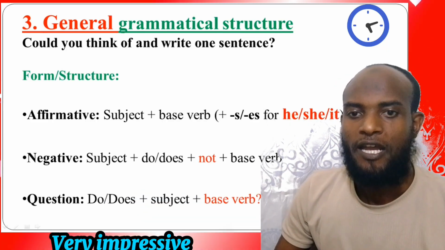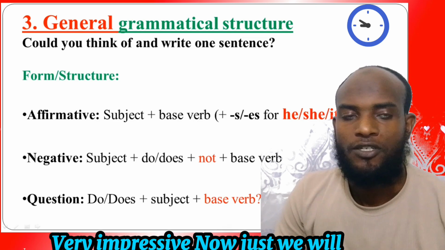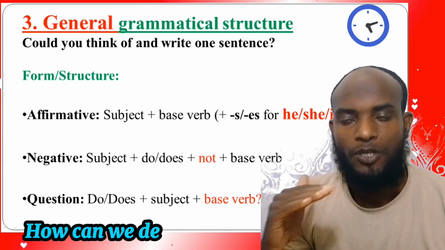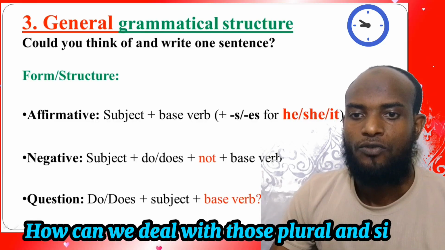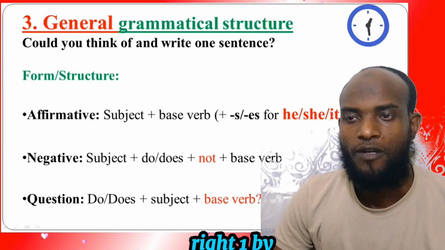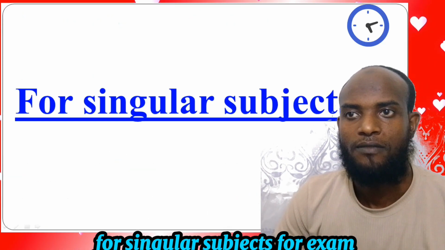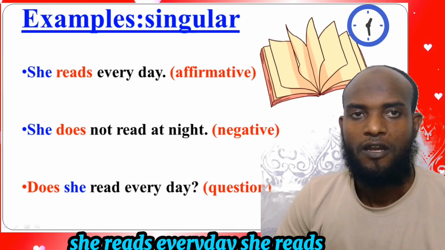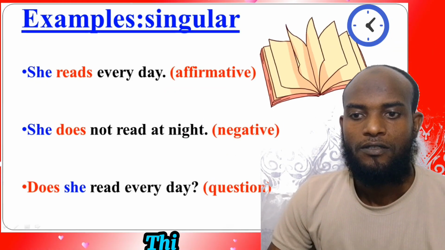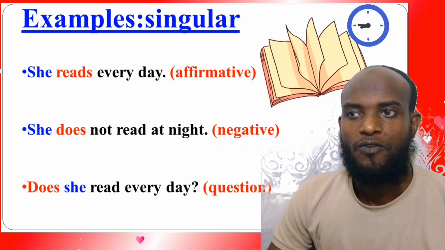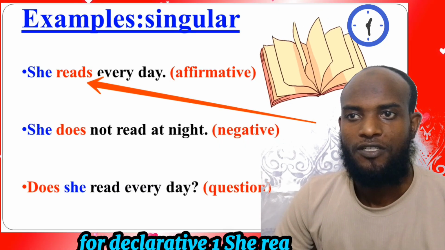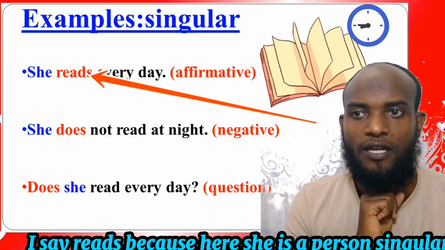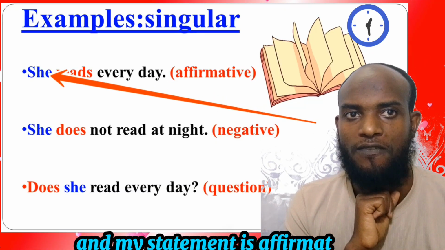Very impressive. Now we'll try to see how we can deal with those plural and singular subjects, one by one. For singular subjects, for example, she reads every day. This is one sample, a declarative one. I say reads because he, she is third person singular. Hence my statement is affirmative here.